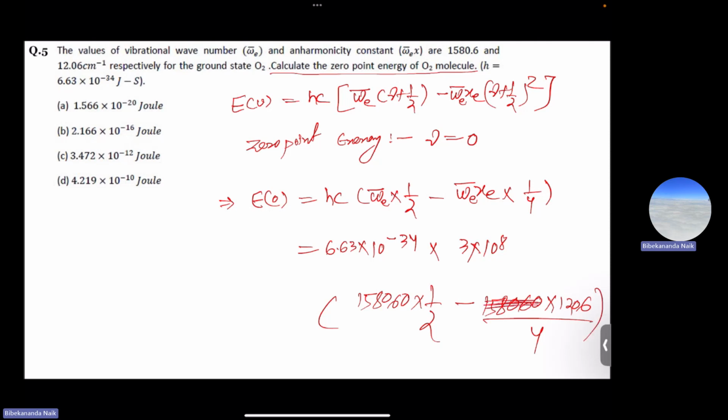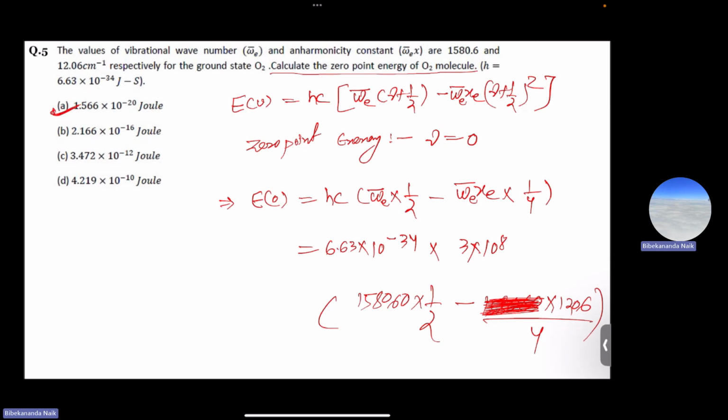So sorry, this term will not be here. So the term corresponding to omega e xe is 12.06 centimeter inverse. So if you calculate, you will get the value of zero point energy E0, which is 1.566 into 10 to the power minus 20 joule. So this is the answer, and it corresponds to the option 1.56 into 10 minus 20 joule, that is option A.